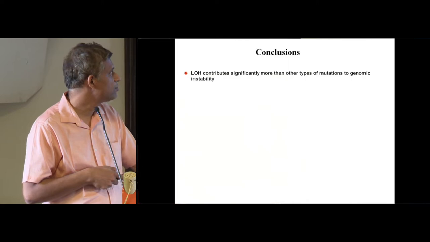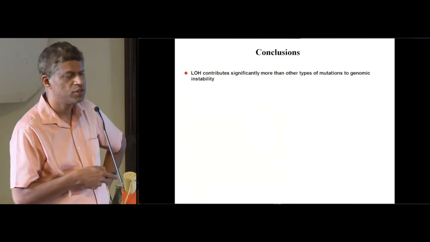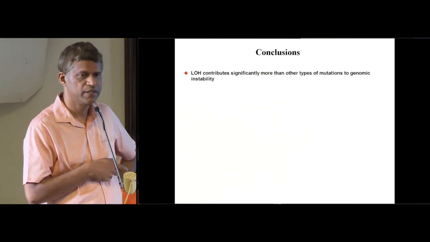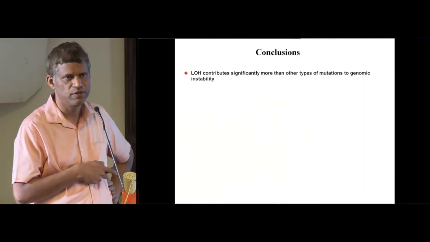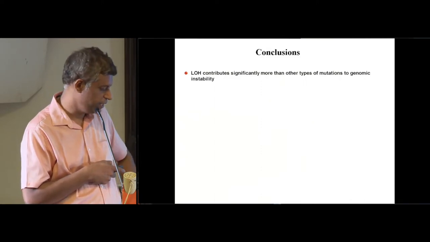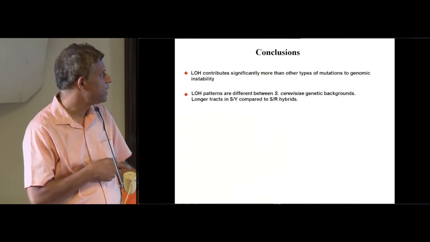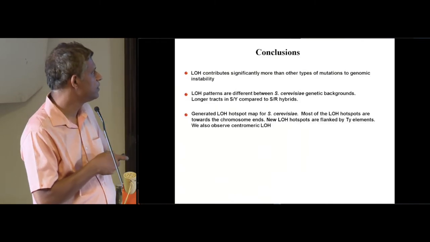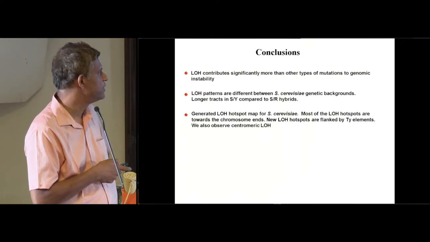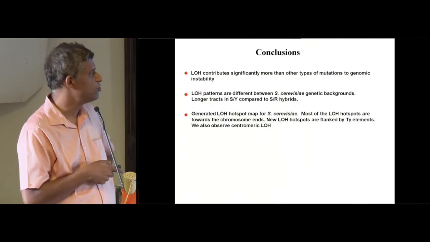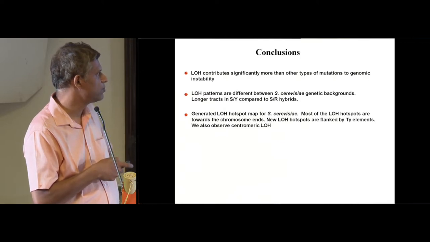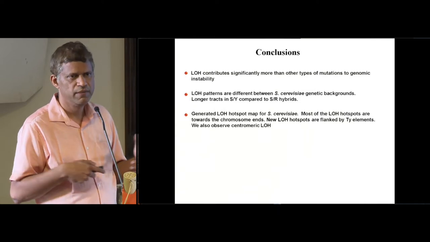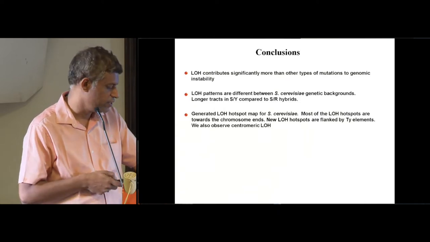So just to summarize, what I have shown you is that loss of heterozygosity contributes significantly more than other types of mutations to genomic instability. It has been a very underappreciated source of genomic variation as well, something that people should look at more. LOH patterns are different, of course, based on genetic backgrounds. We basically looked at an LOH hotspot map for cerevisiae. Most LOH hotspots are towards chromosomal ends. We also identified new hotspots flanked by PY elements. We also saw LOH covering centromere locations. Basically, any part of the genome can undergo LOH.